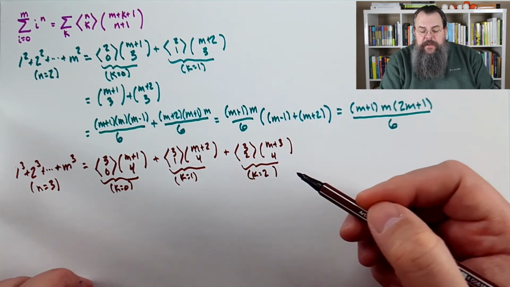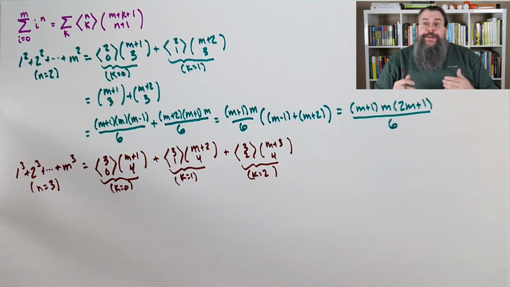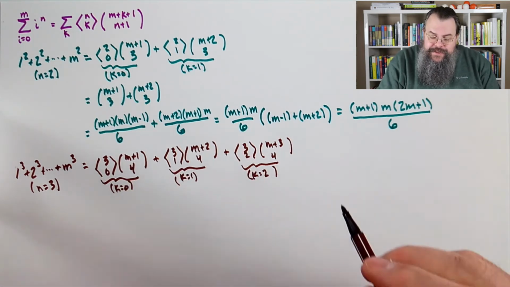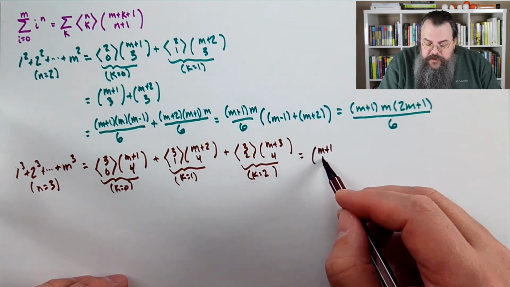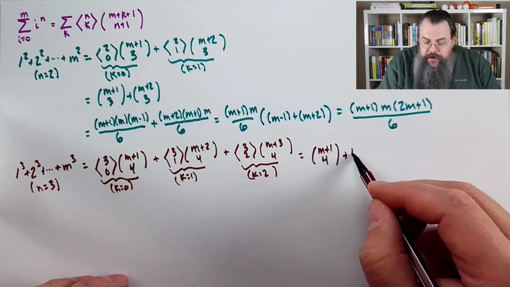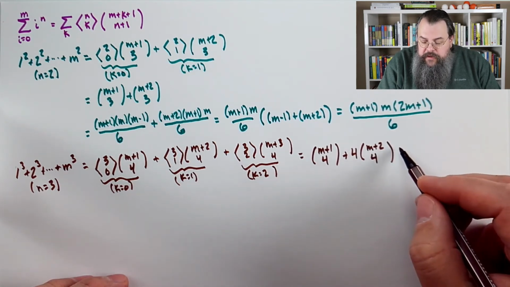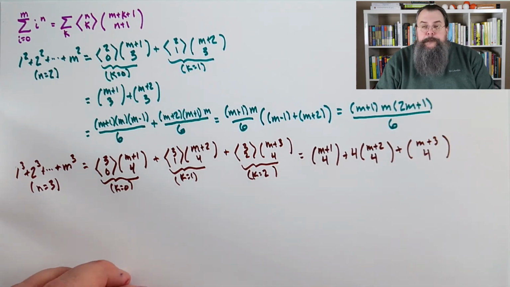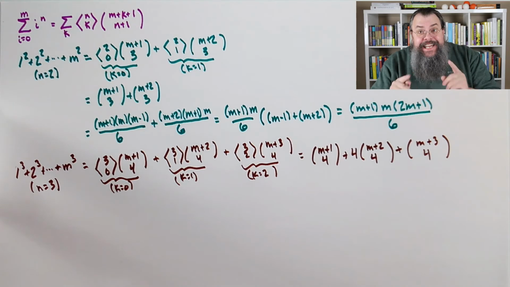All right. And we know these things, right? We know these Eulerian numbers because we actually have the data. This is 1, 4, 1. So we end up with m plus 1 choose 4, plus 4 times m plus 2 choose 4, plus m plus 3 choose 4. All right. Is that the answer? It is.